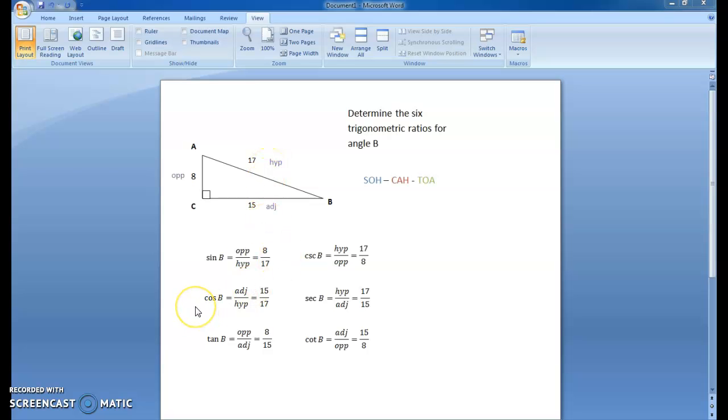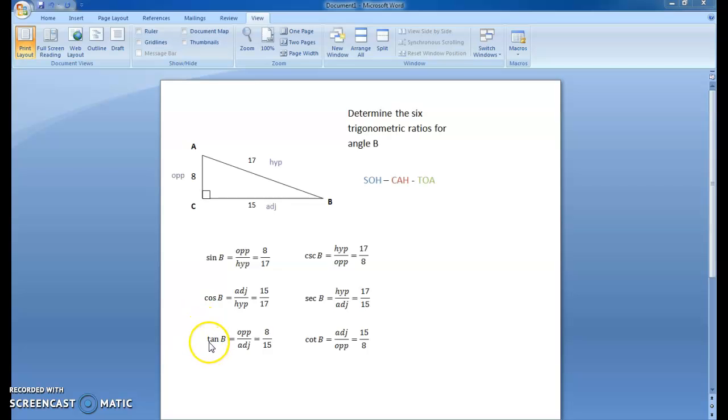And then for cosine, we know that cosine is adjacent over hypotenuse from CAH in SOHCAHTOA. So adjacent of B, which is 15, over hypotenuse, which is 17. So cosine of B is equal to 15 over 17.